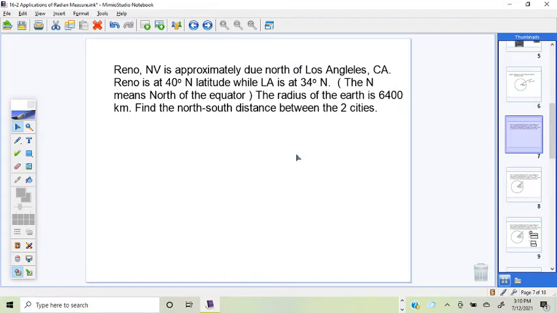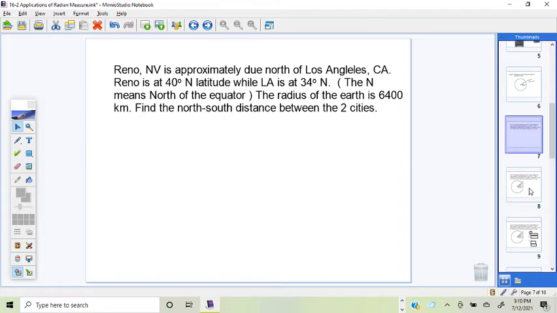Now they're on the same longitude line. The longitude lines are the ones that go up and down. If you say longitude, your mouth kind of goes up and down, and latitude, your mouth kind of goes sideways. So it's kind of an interesting thing. If you know that the radius of the Earth is 6,400 kilometers, and I'm just giving you that little tidbit of information, and you want to find the north-south distance between Reno and Los Angeles.